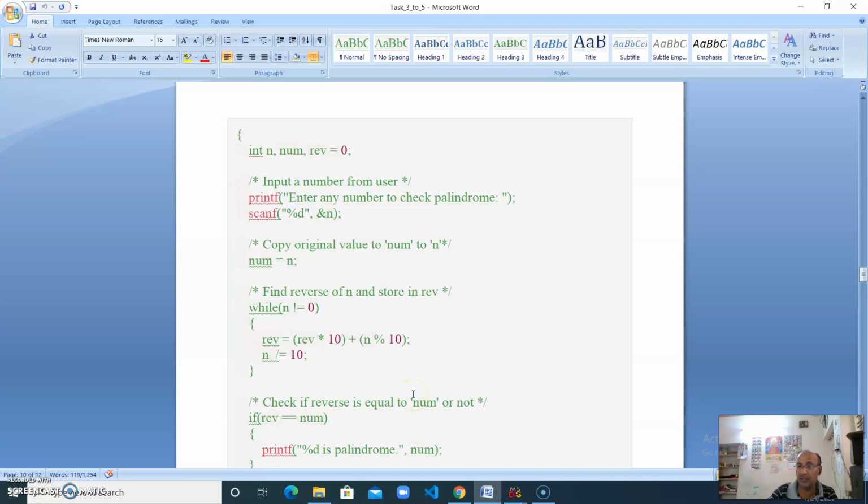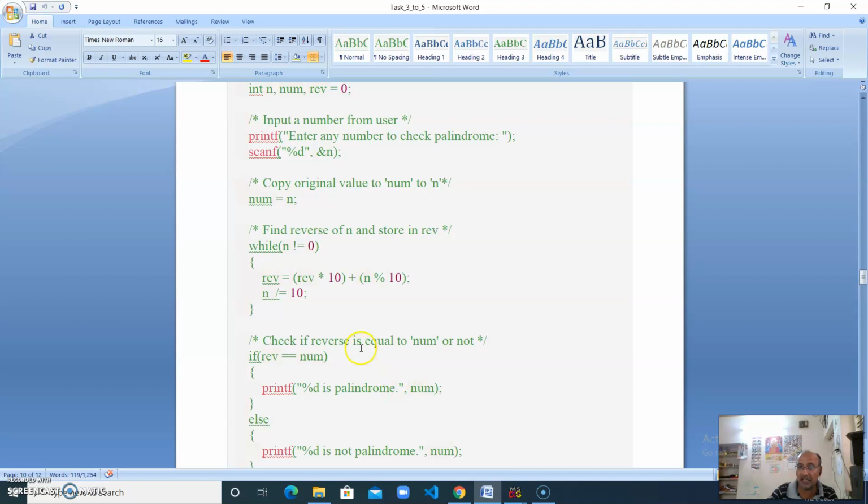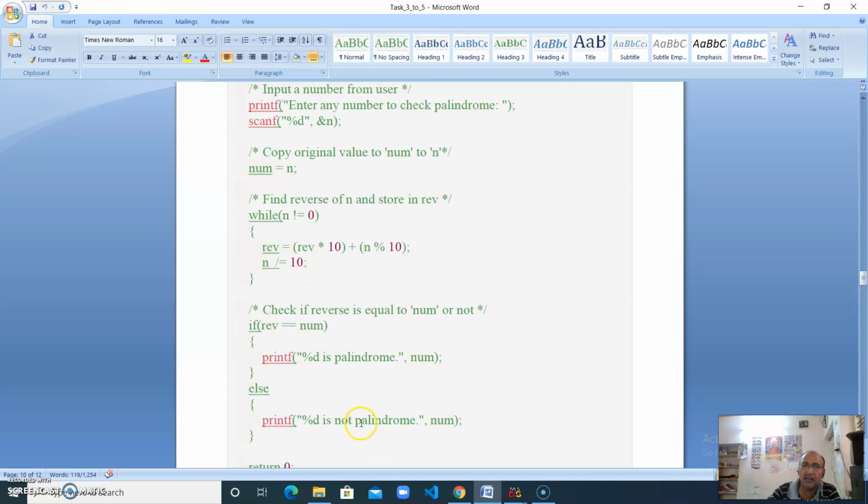Understood? Now, next one. Check if the reverse number is equal to the number or not. That means rev contains the reverse number, and num contains the original number. If the reverse equals num, that is a palindrome, otherwise it is not a palindrome.